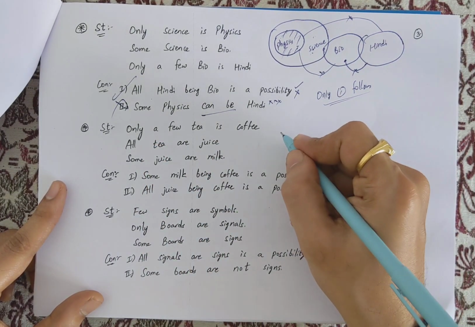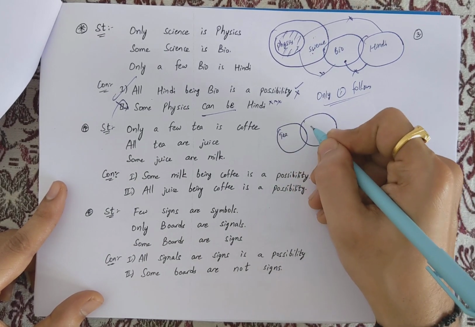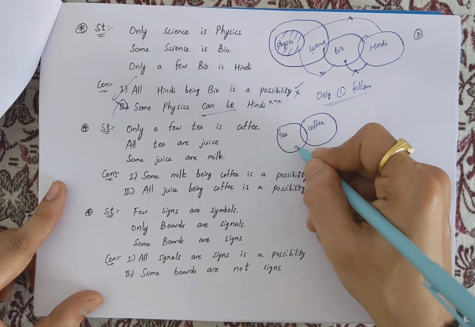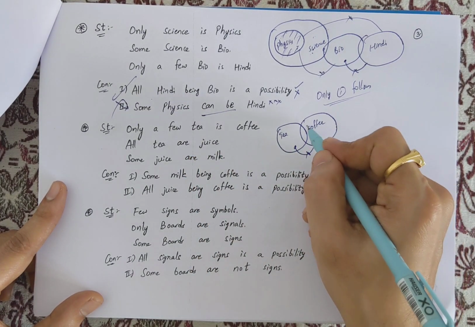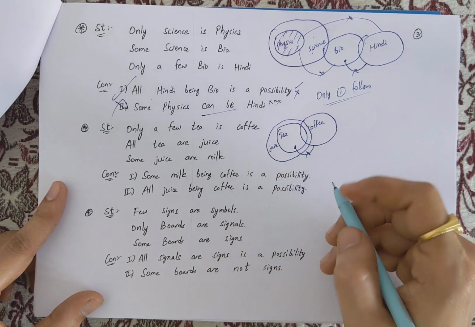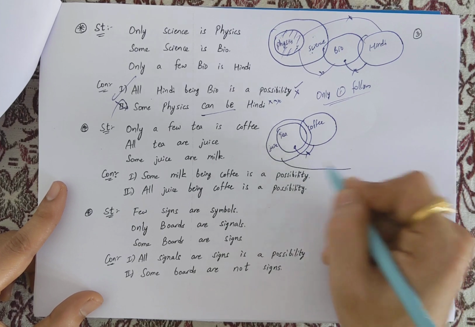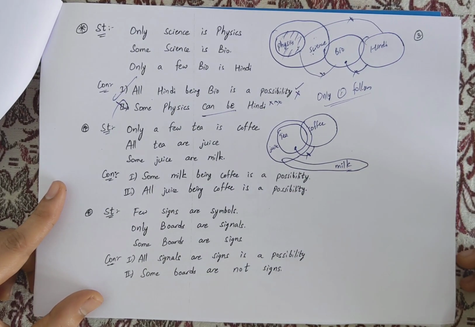Only a few tea is coffee is nothing but some tea is coffee, some tea is not coffee. Right? You can draw on the drawing. All tea are juice, which you can draw like this. Some juice are milk. Let us try it. Let us draw like this. Some juice are milk.